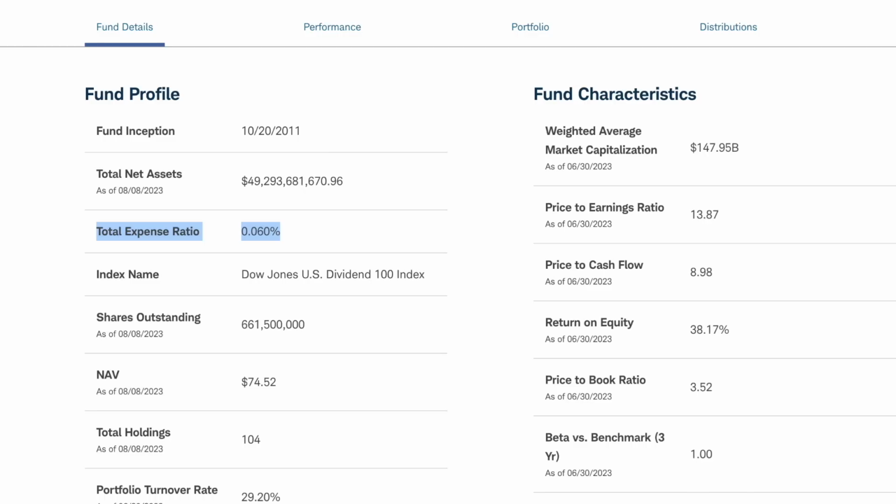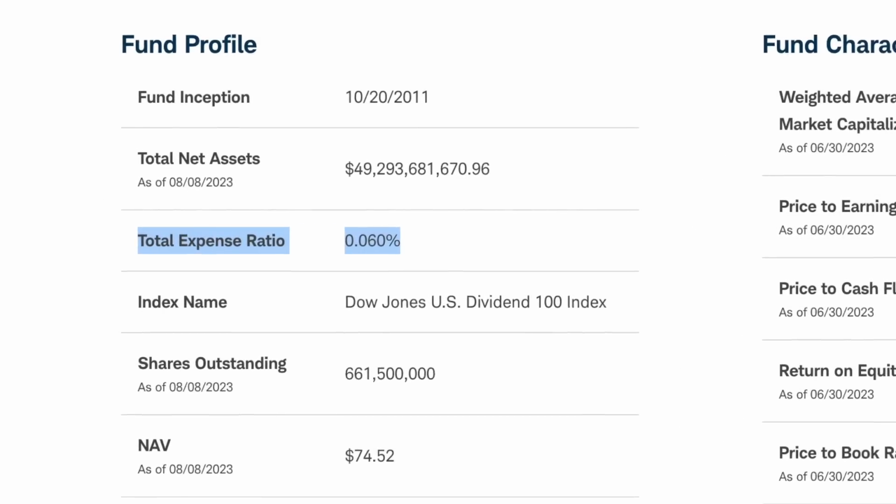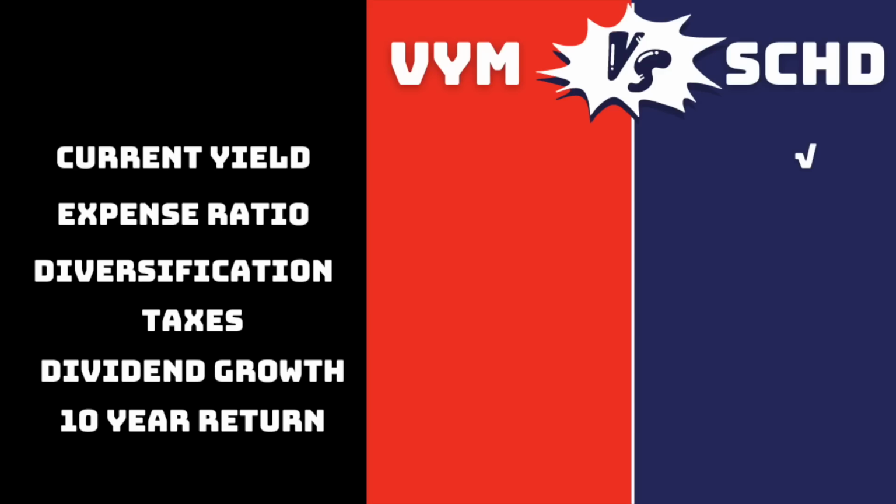But over on Schwab's website, SCHD also currently charges a 0.06% expense ratio. So it looks like the leaders in the low-cost index fund movement haven't been able to win in the category of cheapest high-yielding ETF. The check is going to have to go to both funds in this category since they both charge the exact same expense ratio.